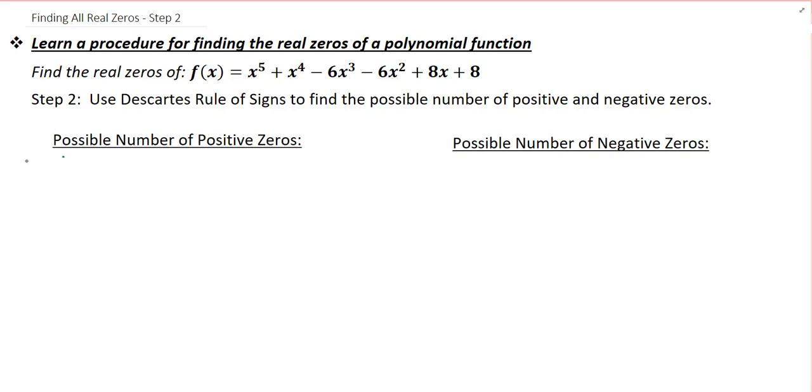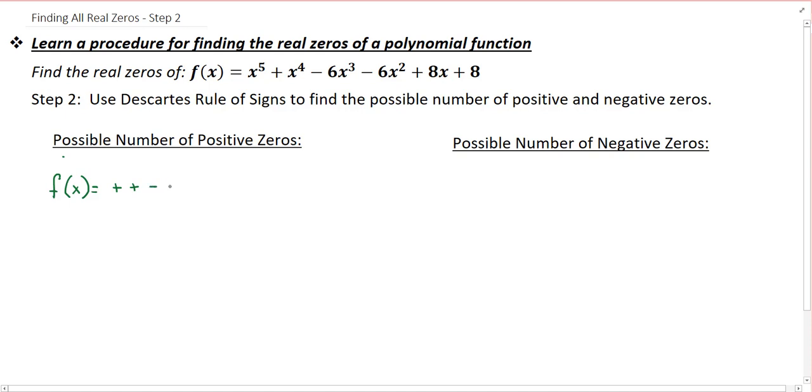What we're going to focus on is its signs. Starting from highest power to lowest power, in descending order, what are the signs of the coefficients? For the x to the 5th term, the sign is positive. The x to the 4th term, the sign is positive. The x to the 3rd term, the sign is negative. The x to the 2nd term, the sign is negative. The x term, the sign is positive. And the constant term, the sign is positive.